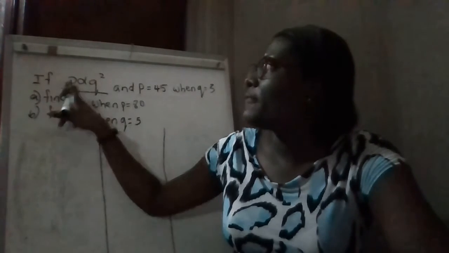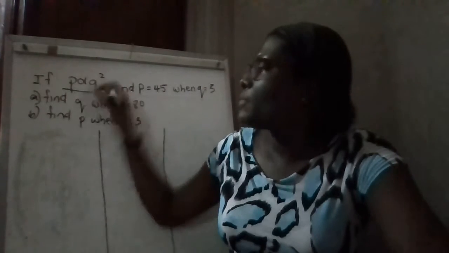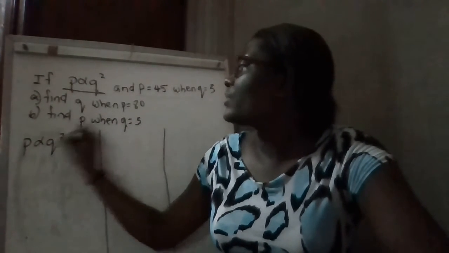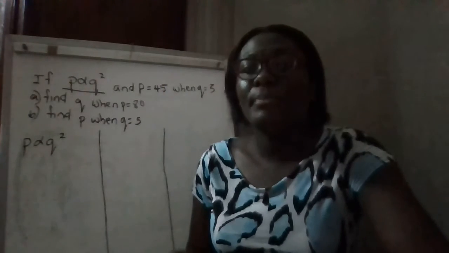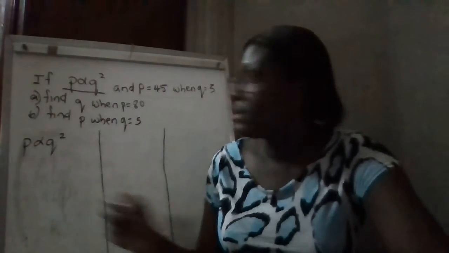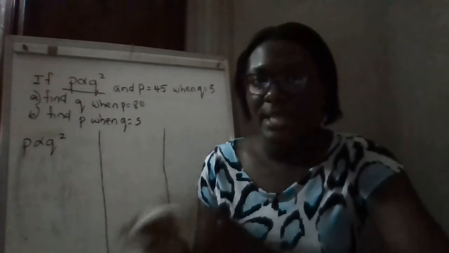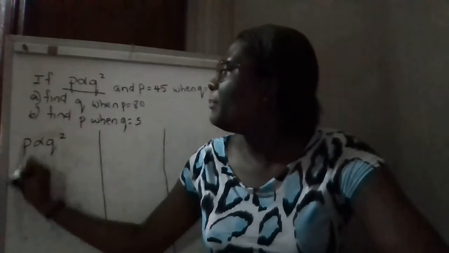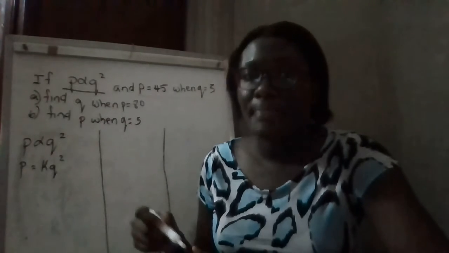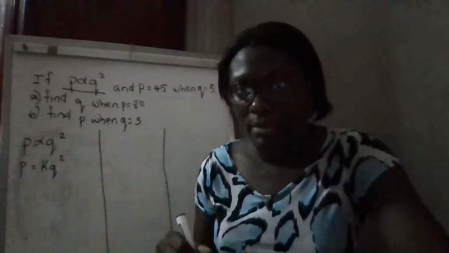All right. So the first thing we're going to do is write this expression here, which is P varies directly as Q squared. We're going to replace the symbol with an equal sign and a constant of proportionality. I can use either K or A, it doesn't matter. Some books use them interchangeably, right? So I'm going to write P is equal to K Q squared. So I've gotten my equation from the expression that we started out with.